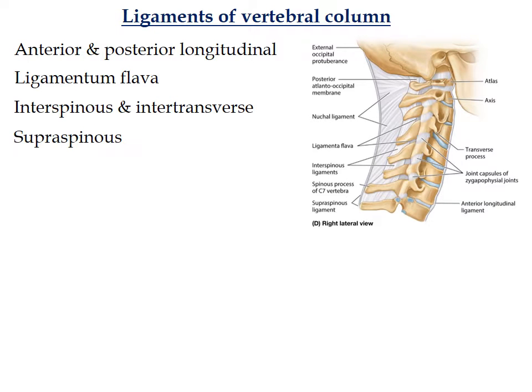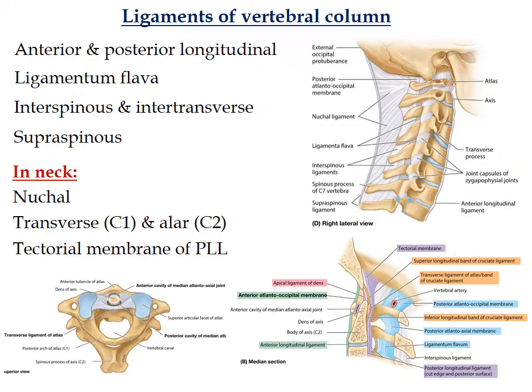Now we are going to discuss the ligaments of the vertebral column. What ligaments are supporting the vertebral column? Anterior and posterior longitudinal ligaments, ligamentum flava, interspinous and intertransverse ligament, supraspinous ligament. The ligaments I quoted run throughout the length of the vertebral column. But in the neck region, we have the nuchal ligament, transverse and alar ligament, and tectorial membrane. They are specific for the neck region.